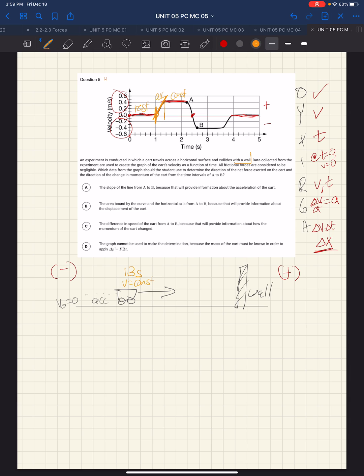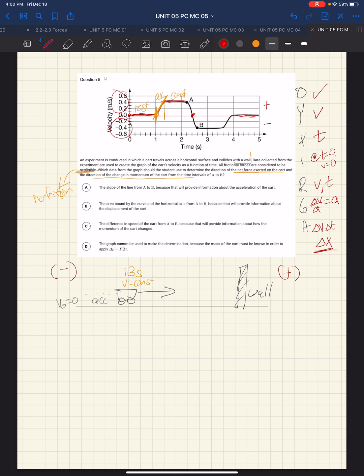So data collected from the experiment used to create the graph of the velocity time, we've got that. All frictional forces are considered to be negligible. Good. So no friction. Use data from the graphs to determine the direction of the net force exerted on the cart and the direction of the change in momentum.